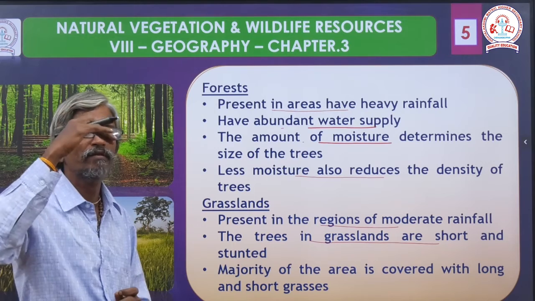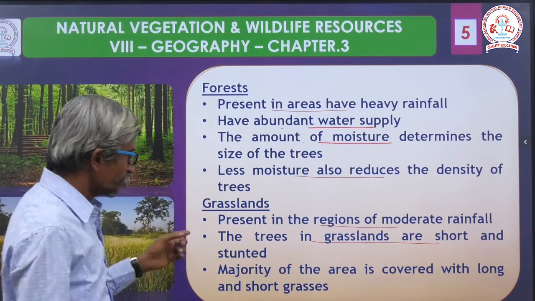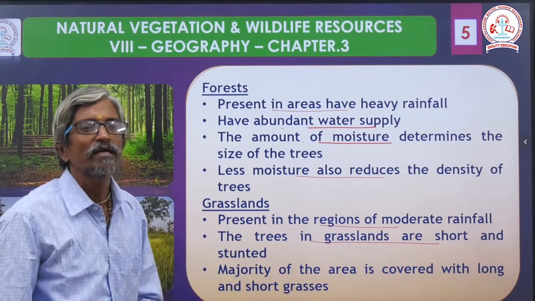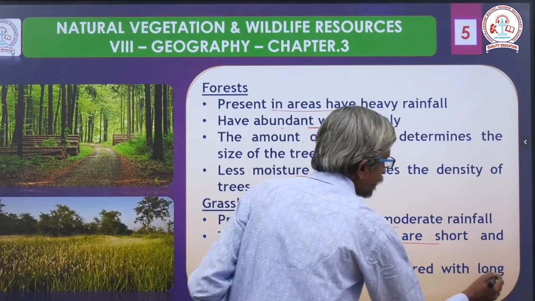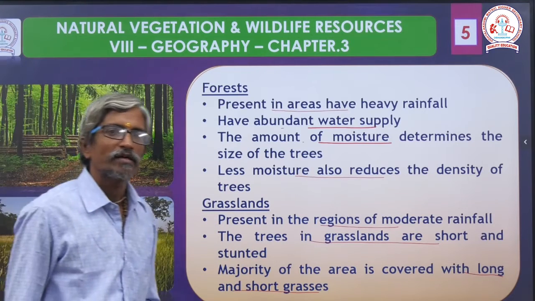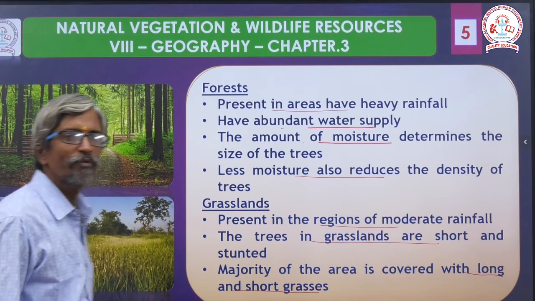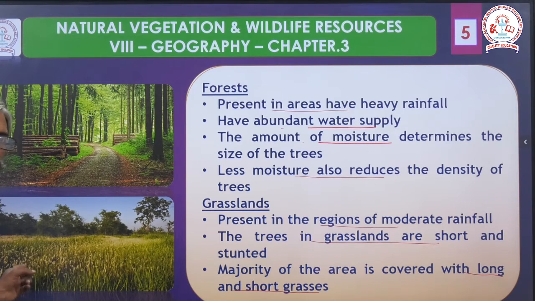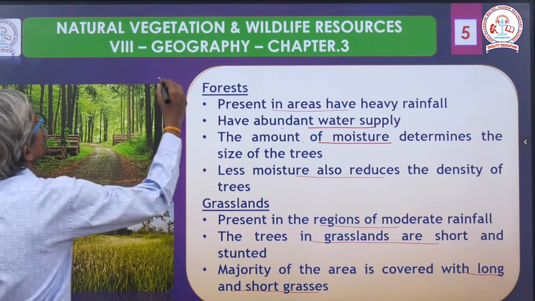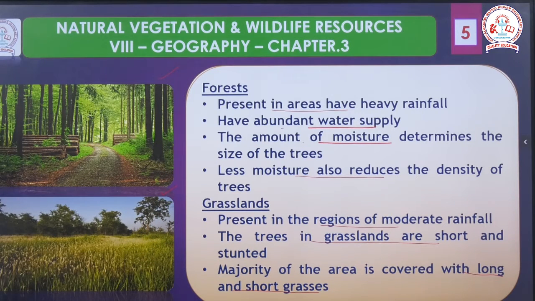They will not grow beyond a certain size. What is the reason? Because of the less moisture. Okay, the majority of the area is covered with long and short grasses. Grassland means we know grasses. If there are more grasses available, then it is said to be grassland. For our easy understanding, I enclosed a picture here. This is about the tree-covered region and another one about the grass-covered region.